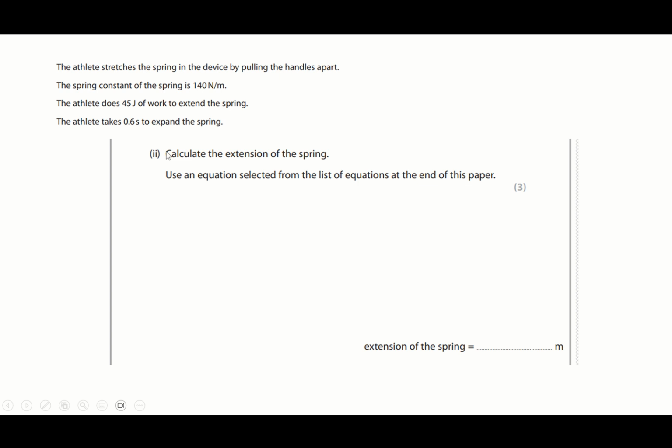So clearly the work that they've done is the energy that they've put into this spring. So I'm going to need my EPE equals half kx squared, and it wants the extension, so I want to get x on its own. So go through the process. To get rid of the half, times both sides by 2. So that's 2 EPE, or 2 lots of the work, because the work is the elastic potential energy.